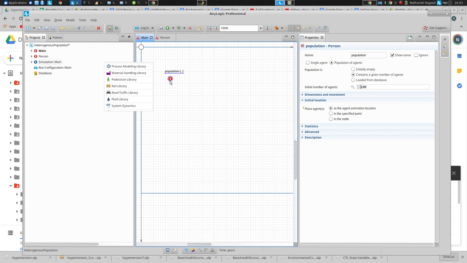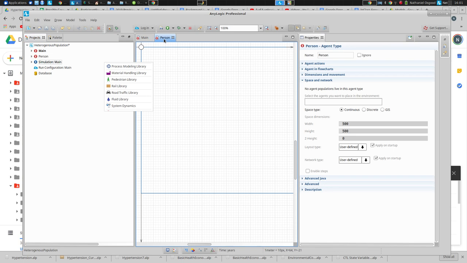I would like to now go and set some characteristics so that they can differ from each other, okay? So that we actually have some differences between the different agents. So what I'd like to do here is lend a person a little bit more texture than simply having a circle. I'd like to give them an income, okay?